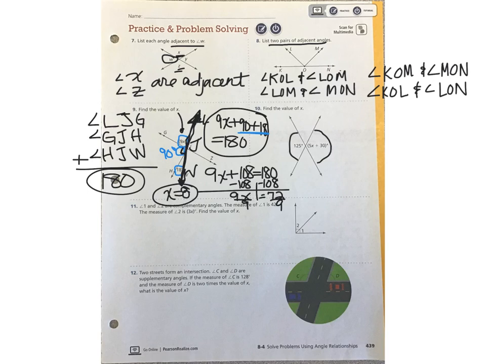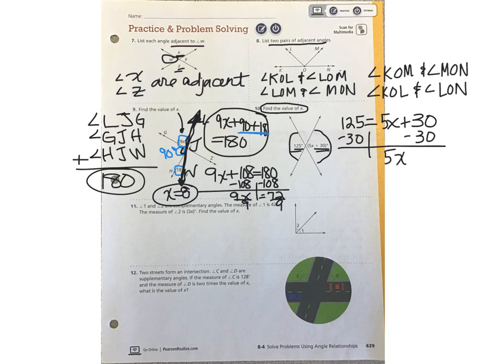In question 10, finding the value of x, since those angles are vertical angles, we know that they are equal. So 125 is equal to 5x plus 30. Since those two angles are equal, we can put those two expressions equal to each other and then solve this like a two-step problem for x. So subtracting 30 from both sides will give us a value of 95 on the left and 5x on the right. Now we're going to divide both sides by 5 to find that x has to be equal to 19.